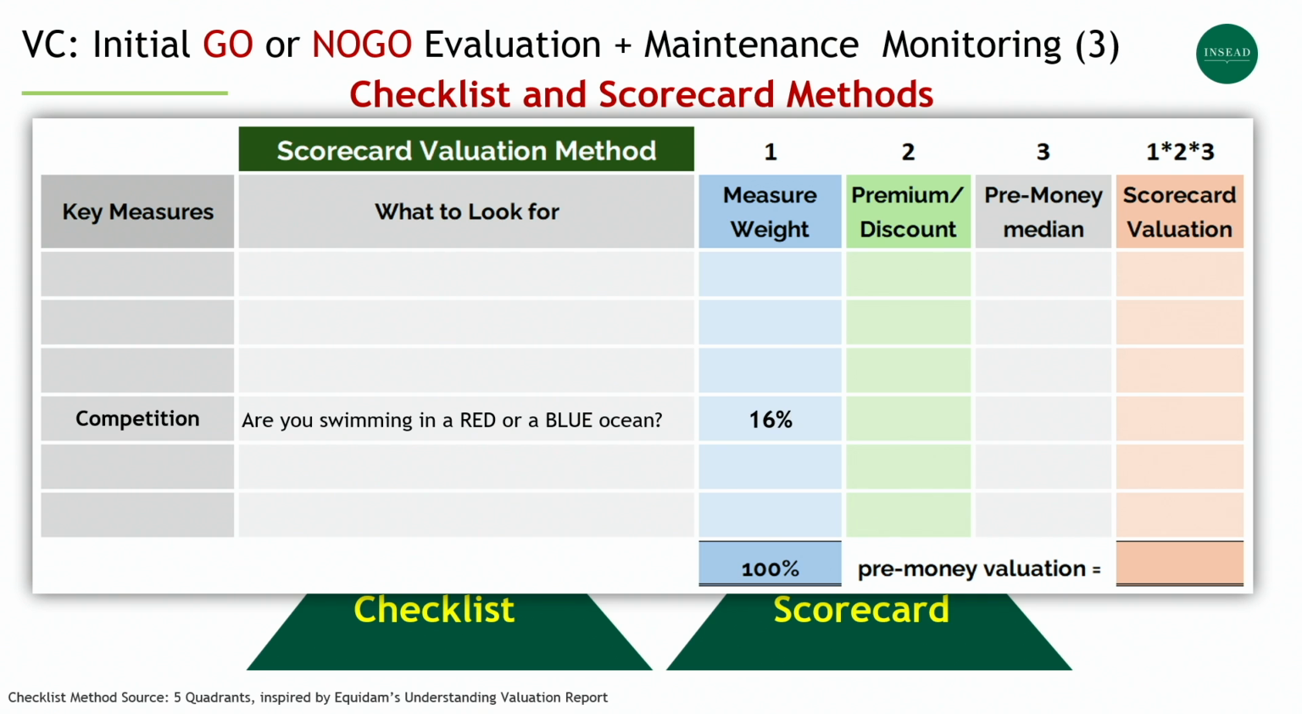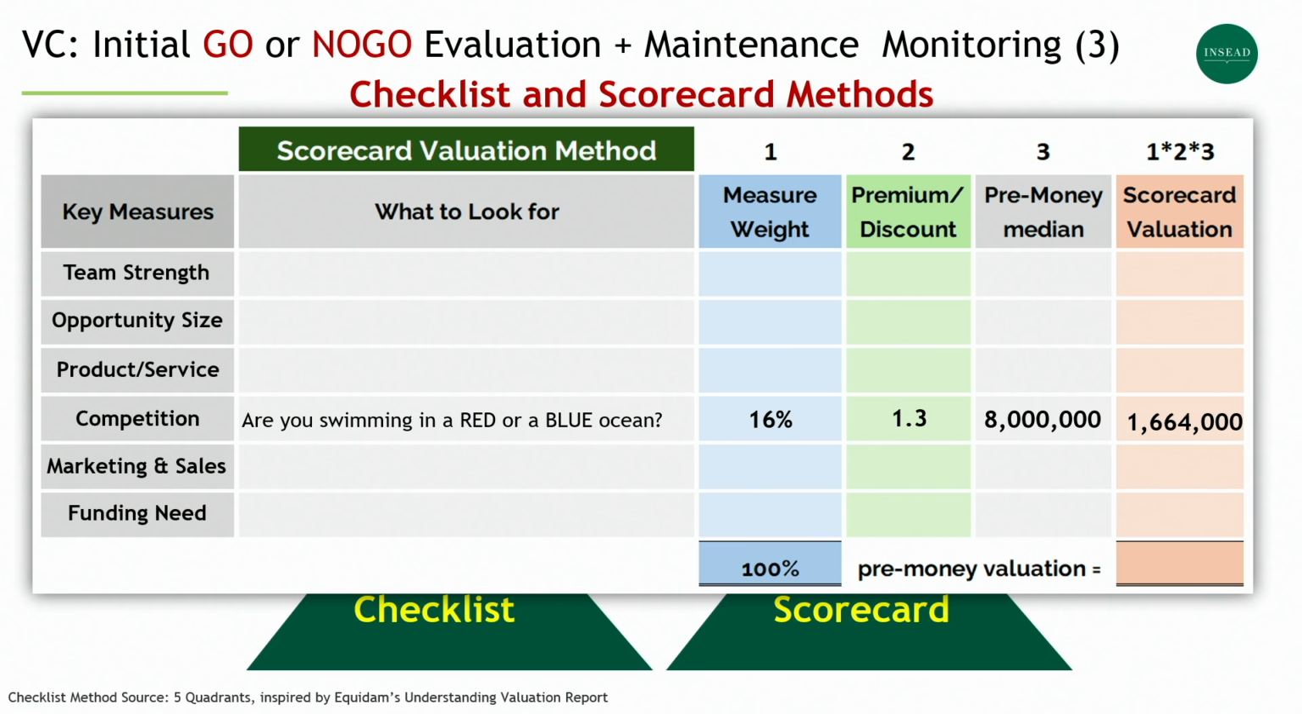We then allocate a measure to it. Then, rather than allocating a percentage measure to the company, we say, does this company outperform or underperform? So I have a premium or a discount to the pre-money median that we have allocated. And then I arrive at a SCORECARD valuation.